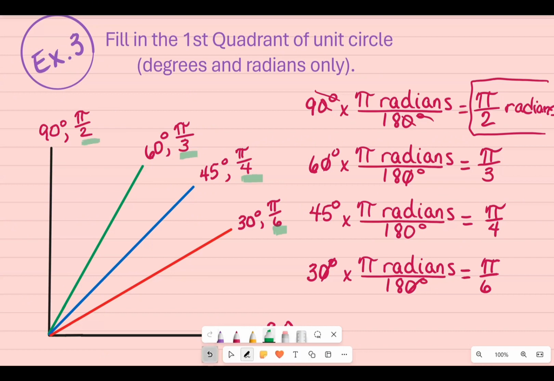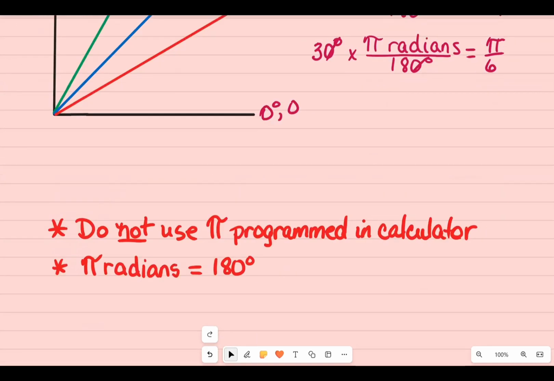And like I said, if you're trying to figure out the degrees to start with in the first place, just think of your special right triangles. You had a 30, 60, 90, and then you also had a 45, 45, 90. So you're going to have a total of 3 markings coming out of your 90-degree angle. This is what I want you to make note of. Do not use the pi button that's programmed in the calculator because that's going to give you 3.14. The pi radians is actually equivalent to 180 degrees. So that will be a totally different answer.